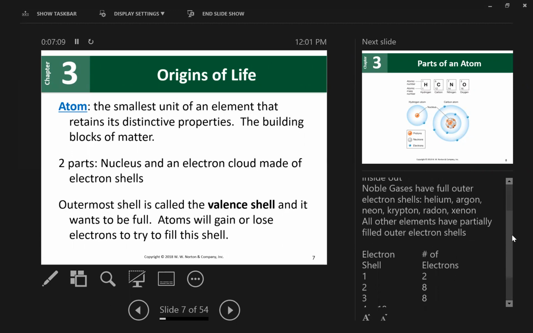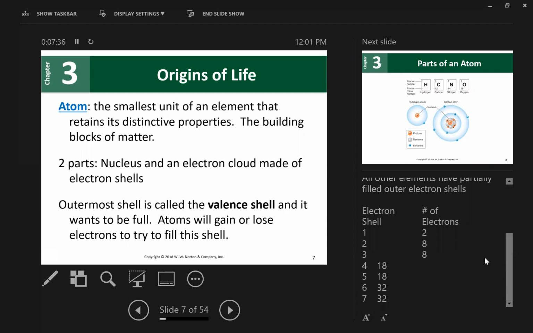Now, some examples are noble gases have a full outer shell: helium, argon, neon, krypton, radon. Their outer valence shell is completely filled. All other elements have partially filled valence shells. In that innermost shell, you can have 2 electrons. In the second shell out, you can have 8 electrons. In the third, you can have 8. In the fourth, 18, and so on and so on.